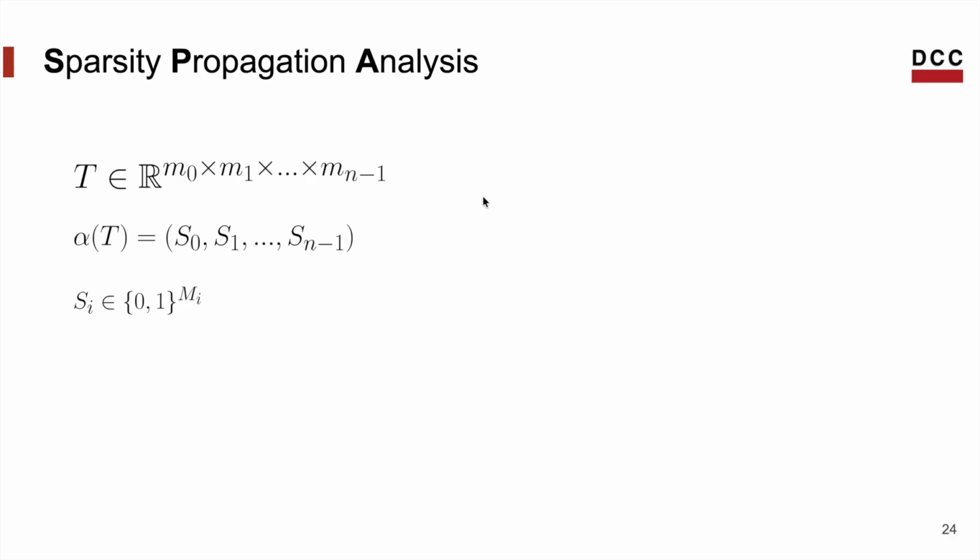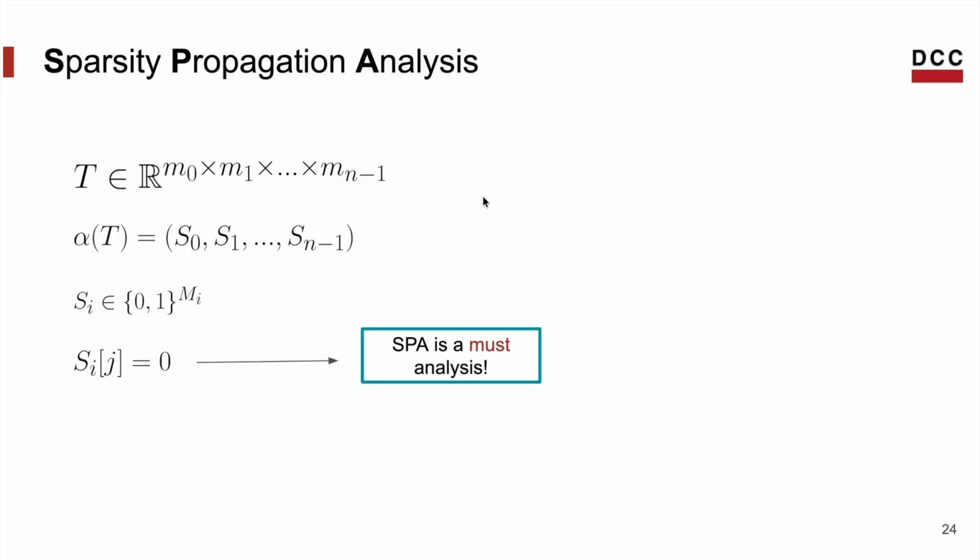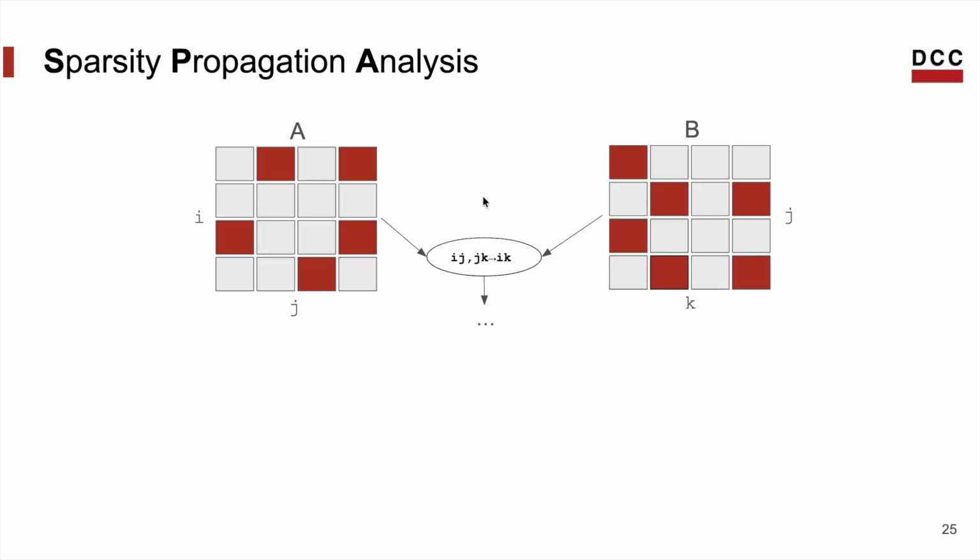And a sparsity vector is a collection of zeros and ones, and that vector will have the same size as the dimension. And if a position in that vector, for example a position j, is set to 0, I know that I can treat the entire slice j in dimension I as 0, and that will have no semantic impact in my computational graph, which makes SPA a must analysis. So I know that I can treat the entire slice as 0, and that will have no effect in the result of the graph. So I will show how the analysis works.